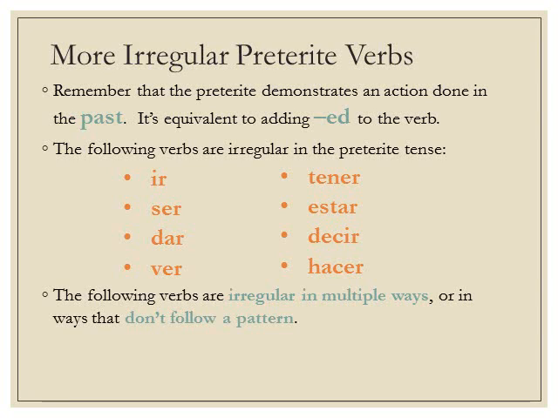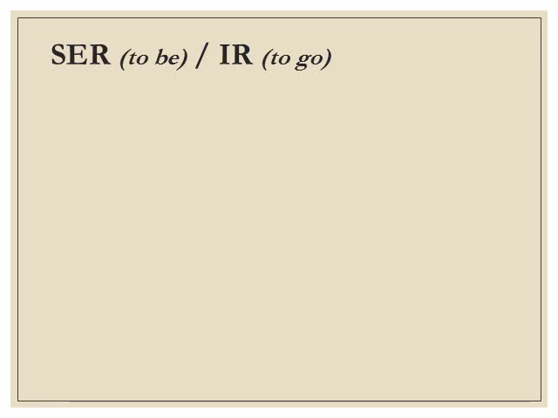So the first group is going to be ir and ser. The second group will be dar and ver. And then the third group will be tener, estar, decir, and hacer. So I think that you'll be able to manage that a little bit better than remembering 8 different conjugations for all these words. Okay, so let's move on and let's start with ser and ir.